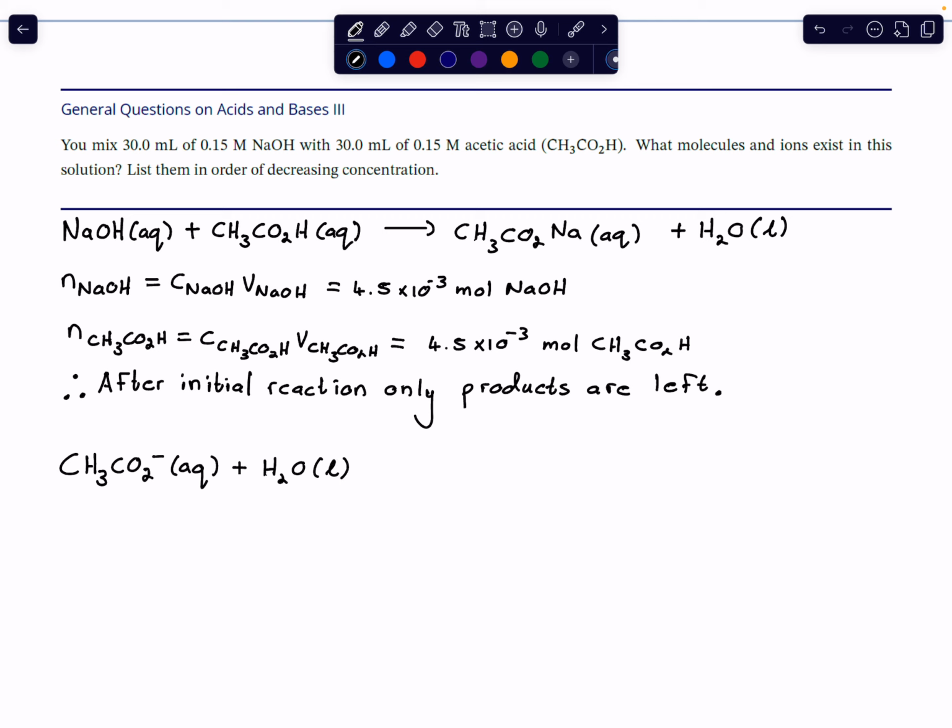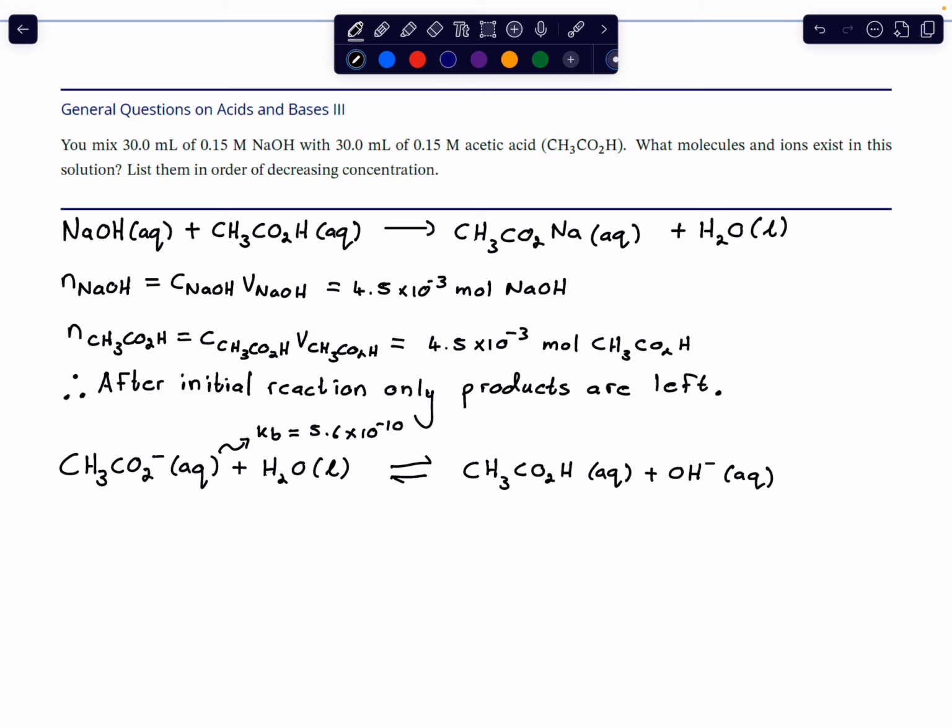Why? Because the acetate anion has a Kb value of 5.6 times 10 to the negative 10, meaning it will form a slightly basic solution, or slightly basic equilibrium, where it forms acetic acid again, aqueous, plus hydroxide, aqueous.